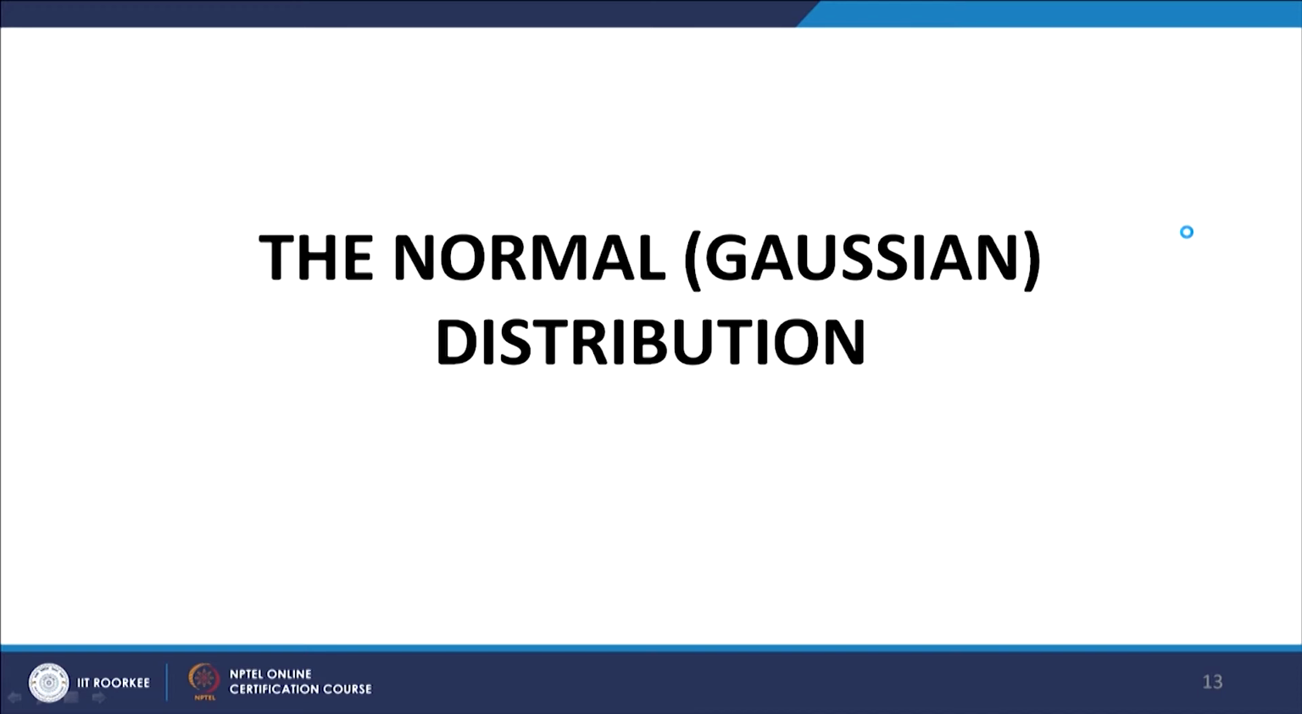The normal distribution is also known as the Gaussian distribution. In physics literature, it is more commonly called the Gaussian distribution. In the statistical literature, we normally call it the normal distribution. We start with the binomial distribution. We know for the binomial distribution, P of X equal to r is equal to nCr p to the power r q to the power n minus r.